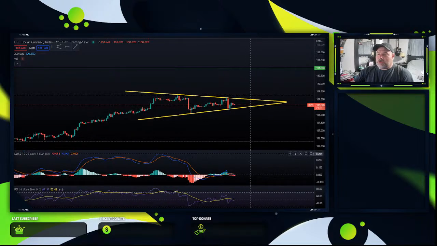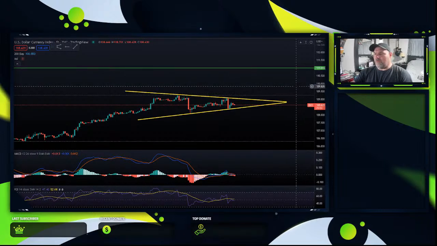I see the DXY going at least, our next stop's probably going to be that 111. And that's a pretty heinous move. If it does that, we're going to see market stocks and cryptos go to crap real fast. I mean, they're already bad, but you're going to see it happen fast.